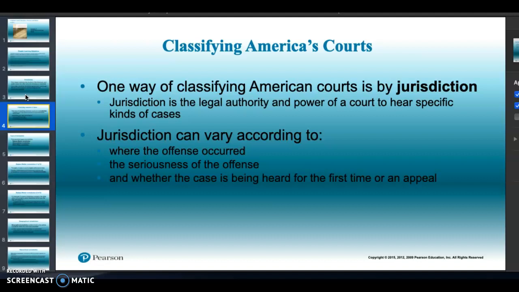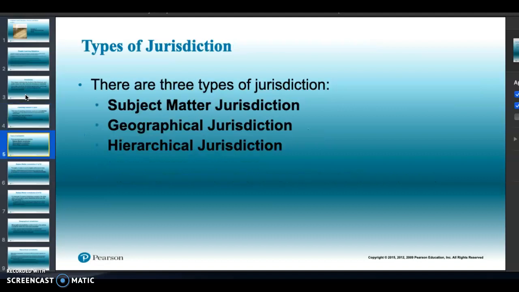So, classifying American courts. One way we look at American courts is by jurisdiction. Jurisdiction is defined as the legal authority and power of a court to hear specific kinds of cases. Jurisdiction can vary according to the offense, the seriousness of the crime, and whether the case is being heard for the first time or on appeal. Those are different areas we're going to look at, starting with subject matter, geographical, and hierarchy jurisdiction.